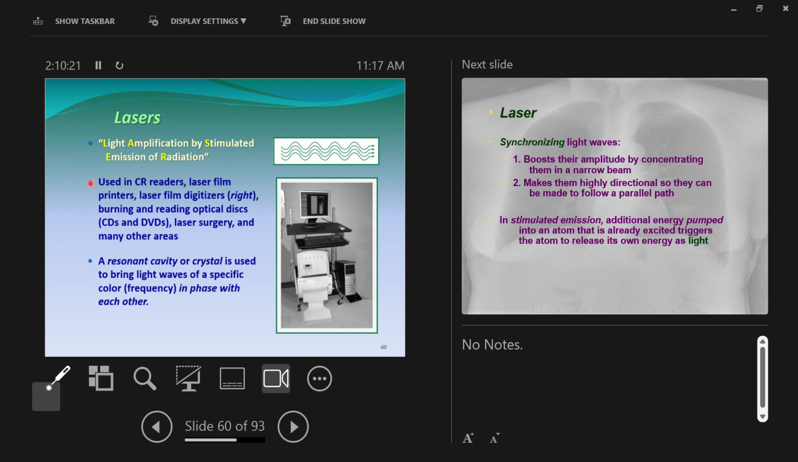Lasers are used in CR readers, laser film printers, laser film digitizers, burning and reading of optical discs, laser surgery, many other areas. And they use something to amplify the light signal, either a resonant cavity or crystal, used to bring the light waves into a specific color frequency in phase with each other. If you've ever looked at a laser light, they have very specific colors, right? They don't look like a yellow light. They're either red, green, or blue. They have a very specific color.